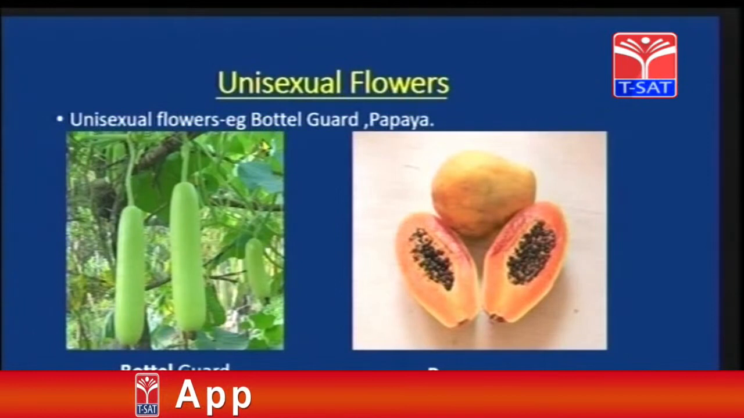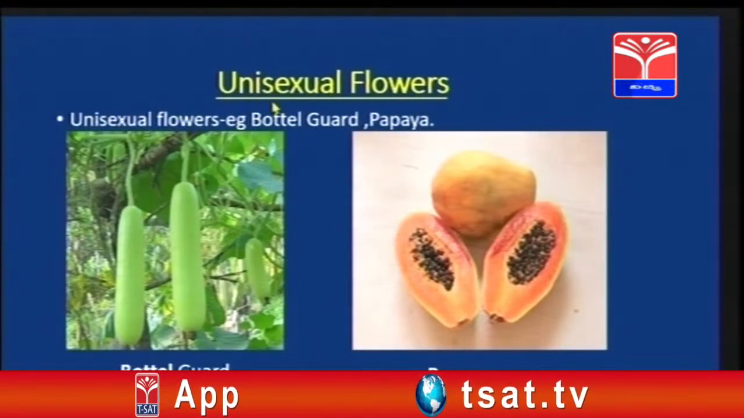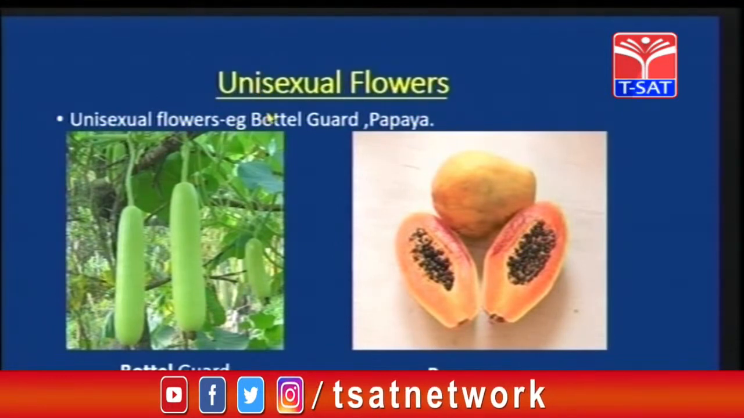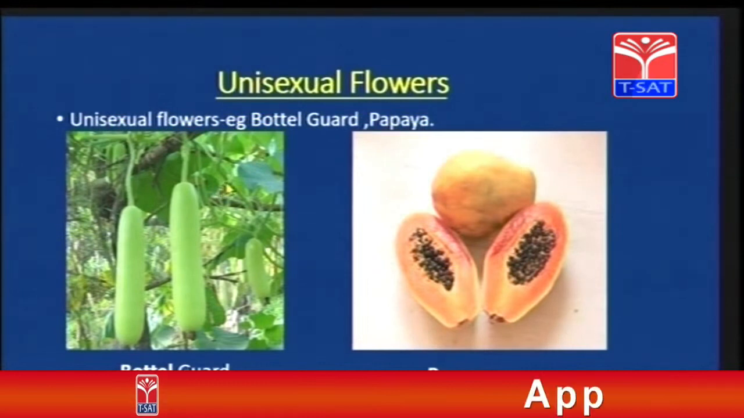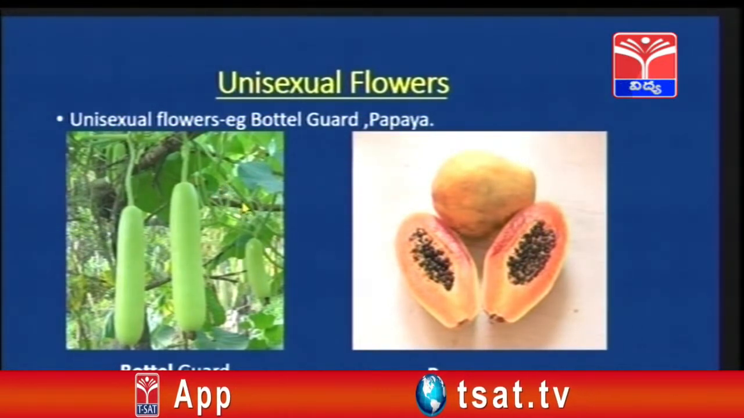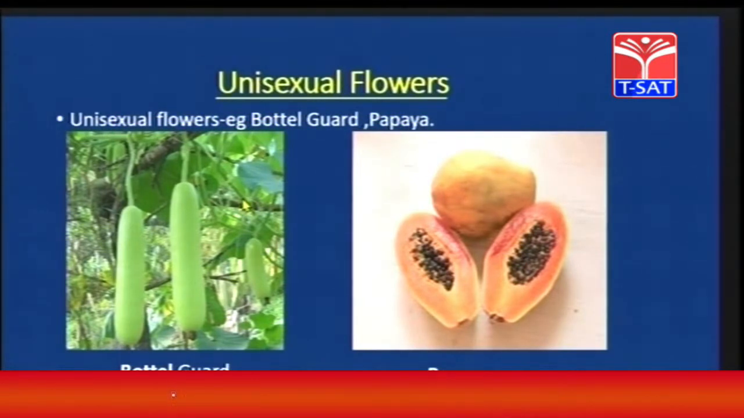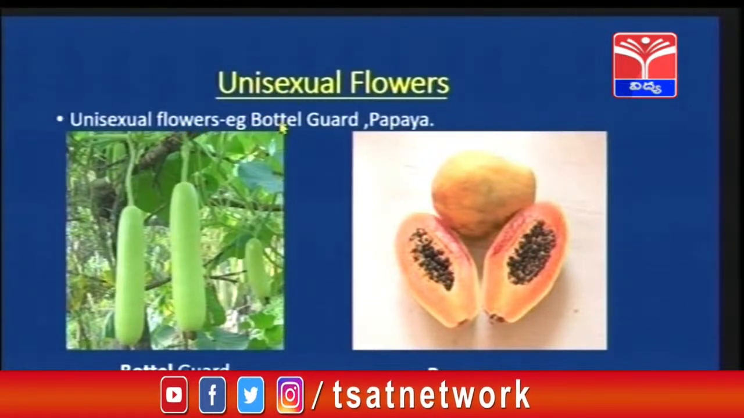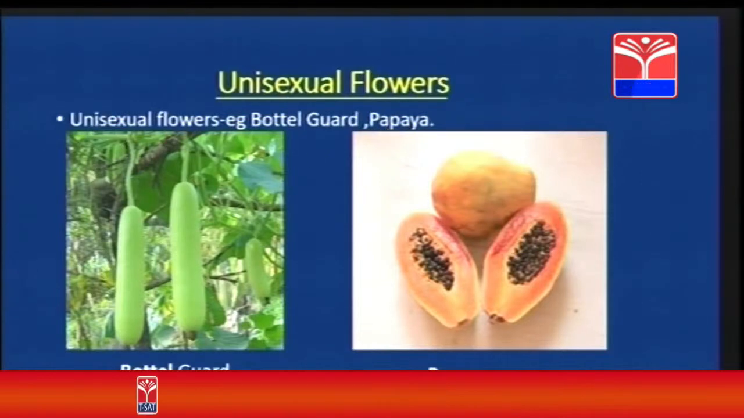Unisexual flowers. Let us discuss unisexual flowers. So, children, the name itself indicates: uni means one. That means in unisexual flowers, any one character is present. That is either the stamen or the carpel. Any one can be present. Such a flower consisting of either the stamen or the carpel is called a unisexual flower. And the best examples are bottle gourd and papaya.